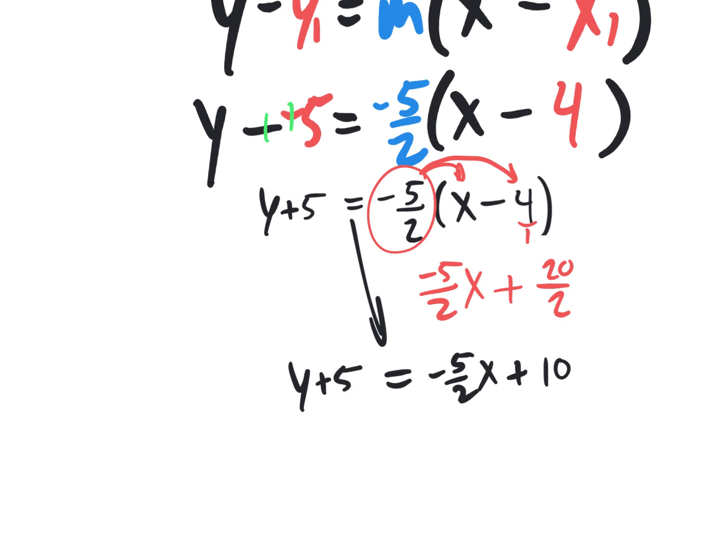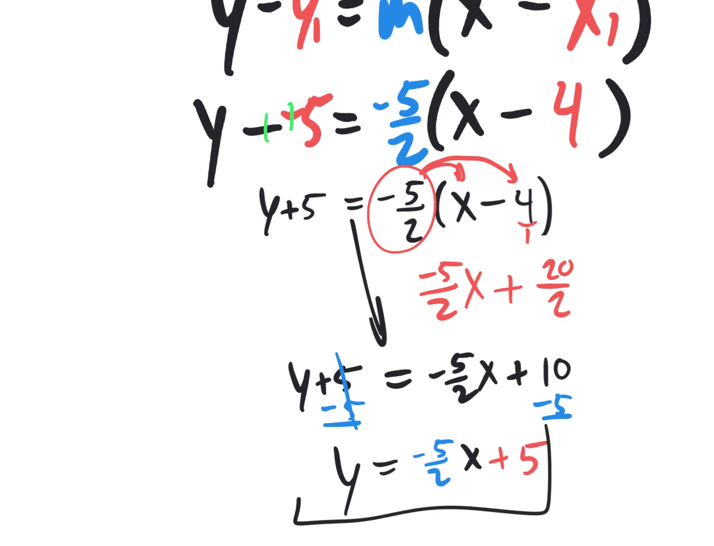All I need to do is get y by itself. So all you need to do is subtract 5. Subtract 5. You'll have y equals negative 5 over 2x plus b, which happens to be plus 5 because 10 take away 5 is 5. And that is our slope-intercept form equation, y equals mx plus b.